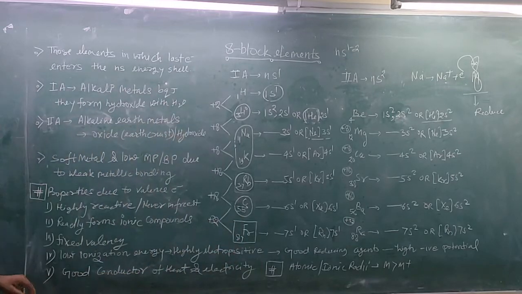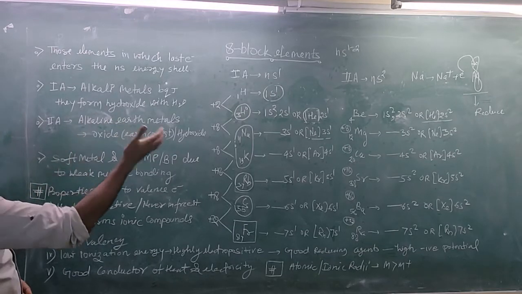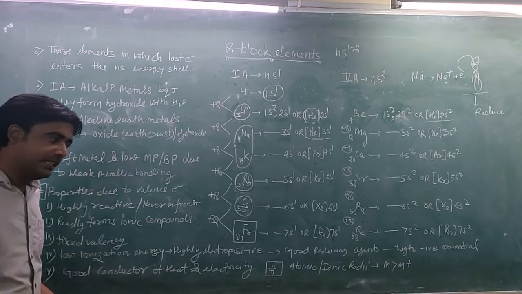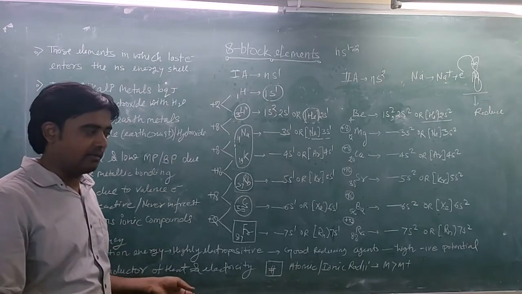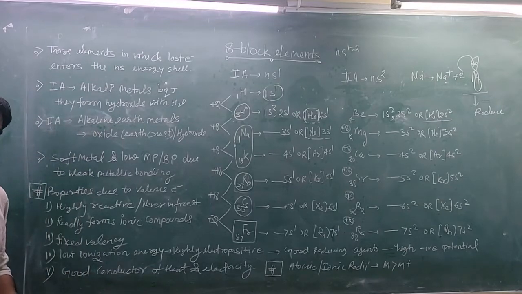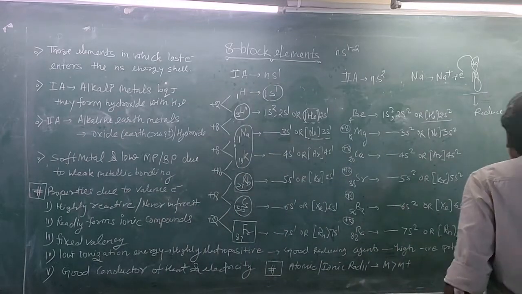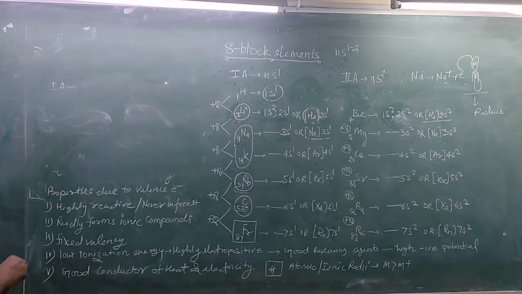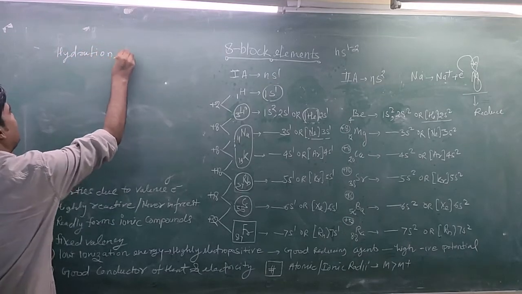Another point is that these elements are good conductors of heat and electricity. Why? For the same reason, the loosely bound valence shell electrons can easily carry electron movement. So they are good conductors of heat and electricity. Another point is hydration enthalpy. What about the hydration enthalpy? You can see here, hydration enthalpy.